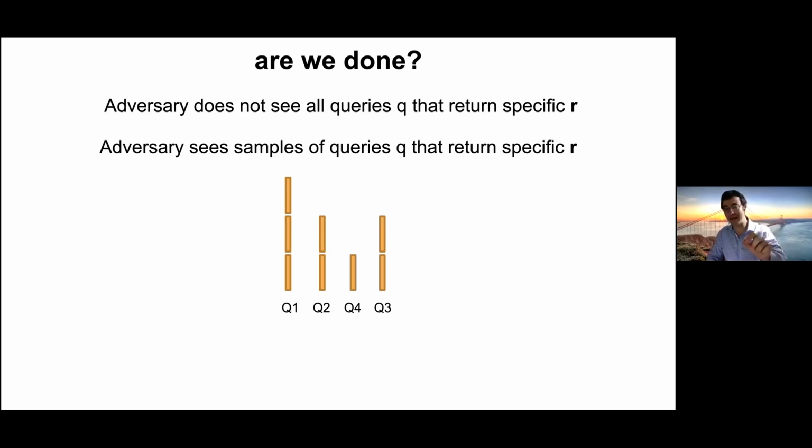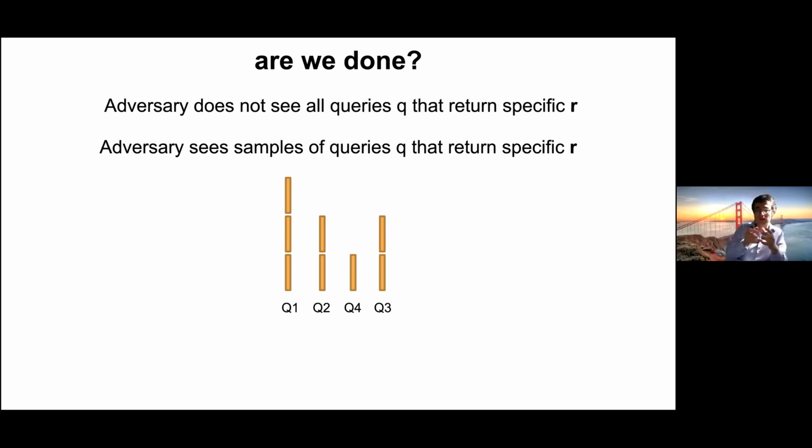You can observe Q1 three times, the same query, and it returns R. You can observe Q2 two times, it's the same query and returns R. You can observe Q4 one time and returns R, Q3 two times and returns R. So in a sense, this is what the adversary sees. Is it clear what's going on? So these are the queries that return R, and these are the frequencies of the queries, because in the real world, you might issue the same query over and over again if it comes from an arbitrary distribution.